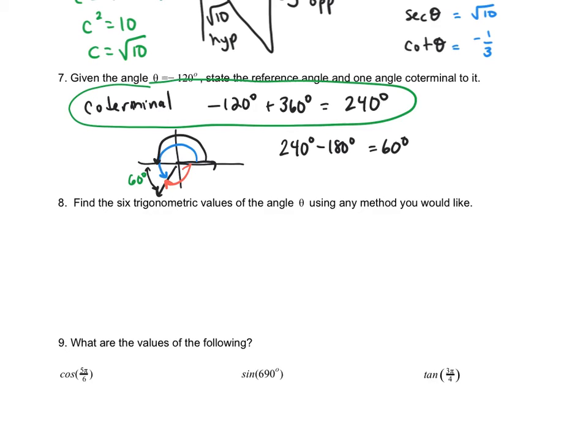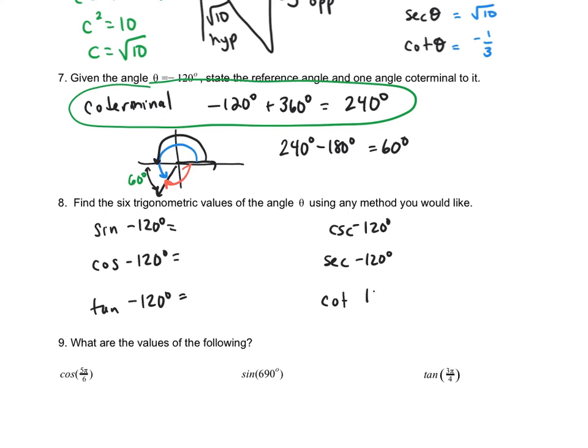So now 8 says, find the 6 trig function values for the angle theta. That's -120. So we're trying to find what's the sine of -120, what's the cosine of -120, what's the tangent of -120, and then I could, of course, flip them to get the cosecant of -120, secant of -120, and cotangent of -120.